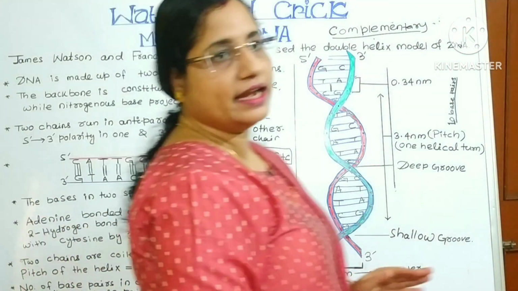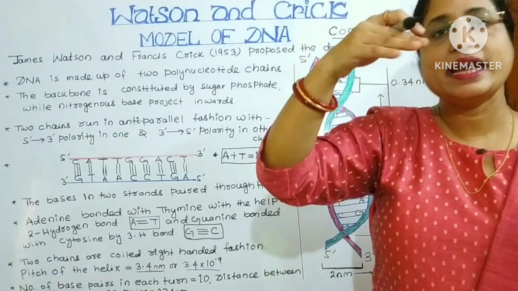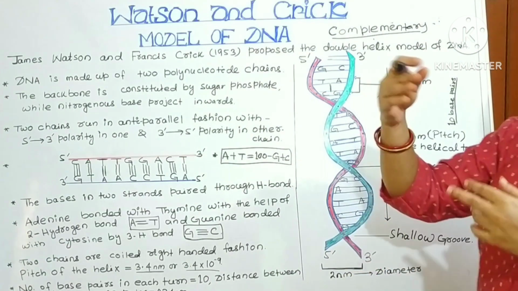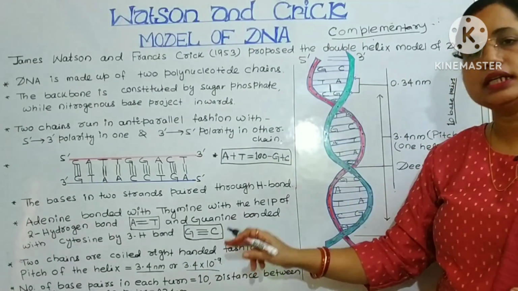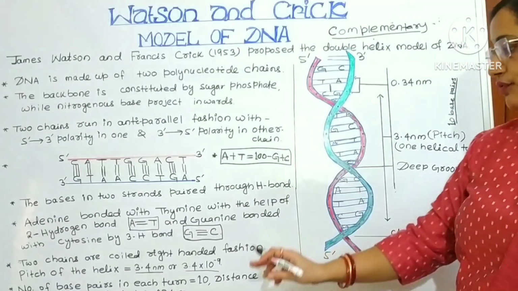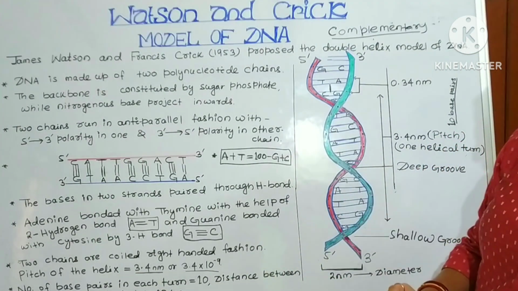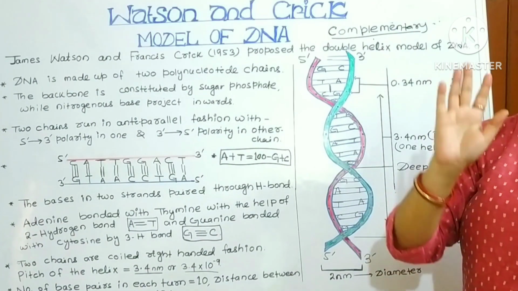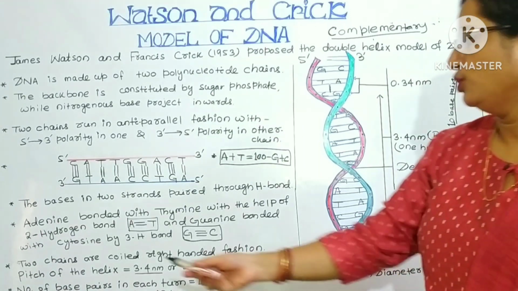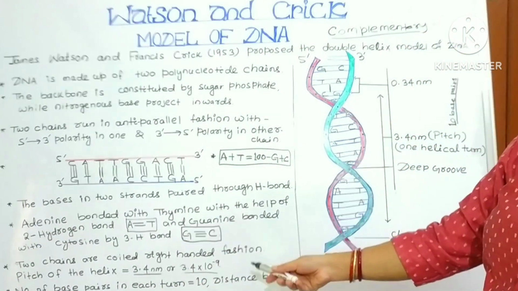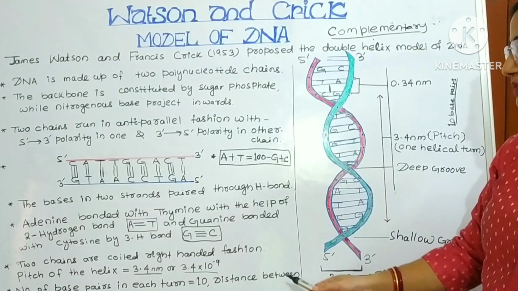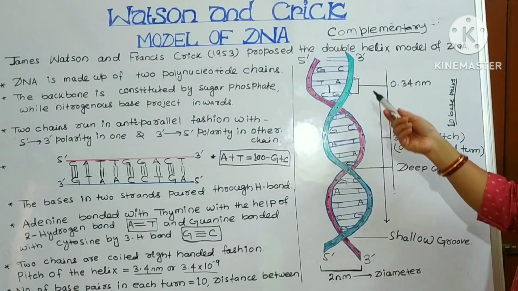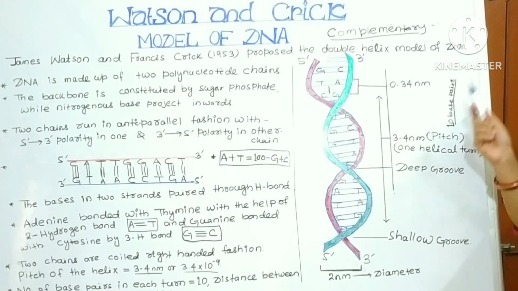Next, two chains are coiled in a right-handed manner or right-handed fashion. Okay. Pitch of the helix, one helical turn, is equal to 3.4 nm or 3.4 into 10 to the power minus 9. Okay. And each helical turn contains 10 base pairs. Number of base pairs in each turn is equal to 10. And the distance between two adjacent base pairs is equal to 0.34 nm.